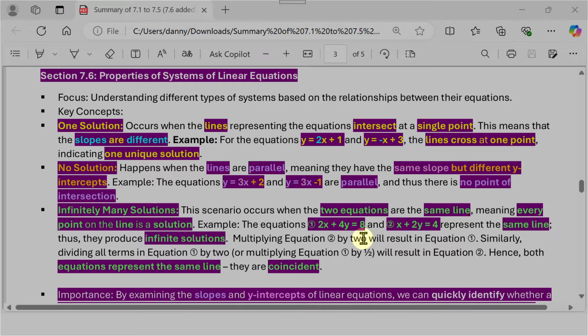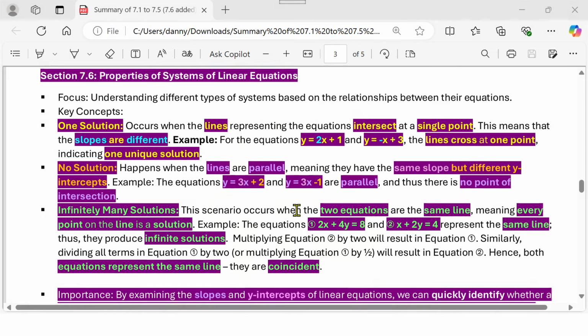So section 7.6 is all about that. It's not about determining what the solution is to a system of linear equations. It's determining how many solutions that system of linear equations has.